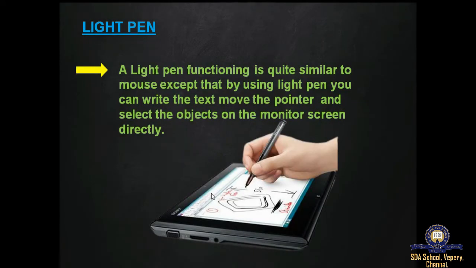The next example is a light pen. A light pen's functioning is quite similar to a mouse, except that by using a light pen you can write text, move the pointer and select objects on the monitor screen directly. See how he is using the light pen. He was drawing on the screen and writing the text using the light pen directly on the monitor screen.